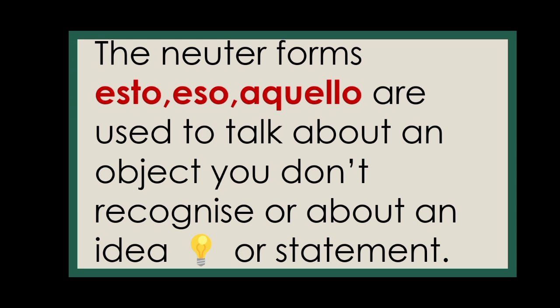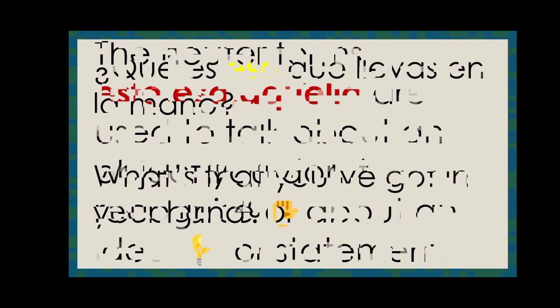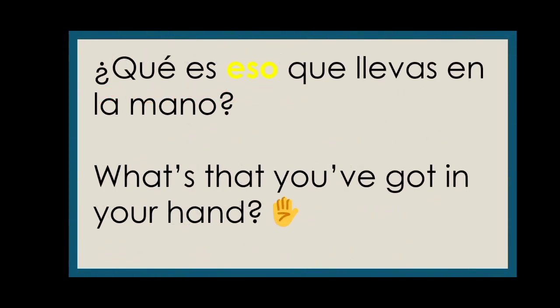The neuter forms: esto, eso, aquello. Esto, eso, aquello are used to talk about an object you don't recognize or about an idea or statement. Like, ¿qué es eso que llevas en la mano? ¿Qué es eso? What's that you have got in your hand?